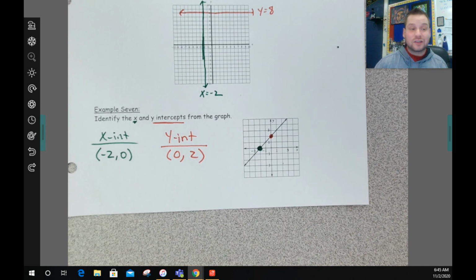All right, so that's section 4.4, graphing x and y intercepts. We're going to do some tries after this to make sure that we're on the same page.